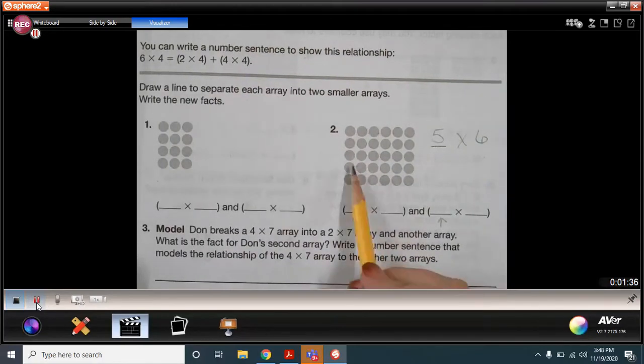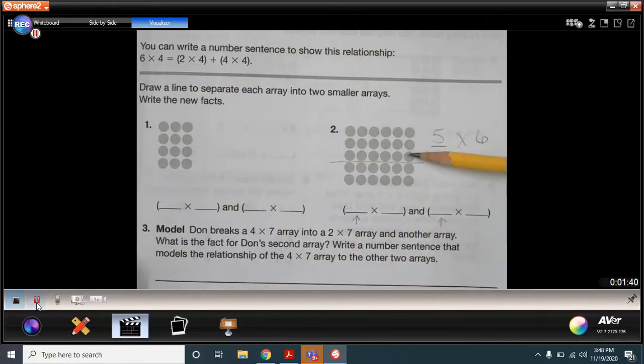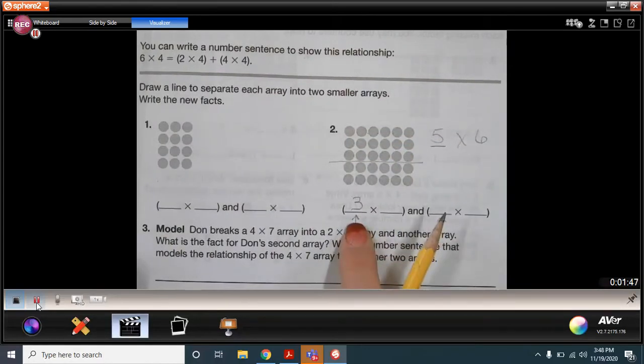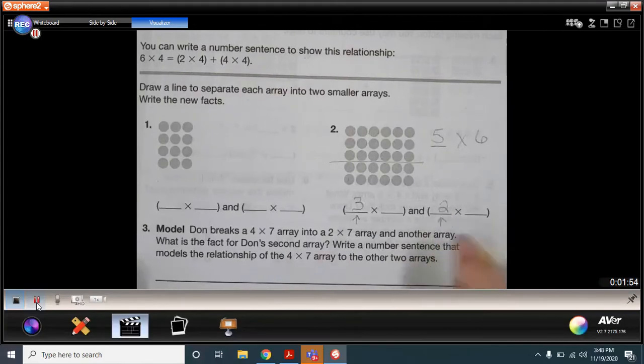Basically, wherever I want to place my dividing line, I'm going to look at the top array and say I have 3 rows. That's going to be my first factor in this equation. I'm going to put 2 rows here for my second expression. So this part right here is 3 rows with 6 in each row, and this part right here is going to be 2 rows with 6 in each row.